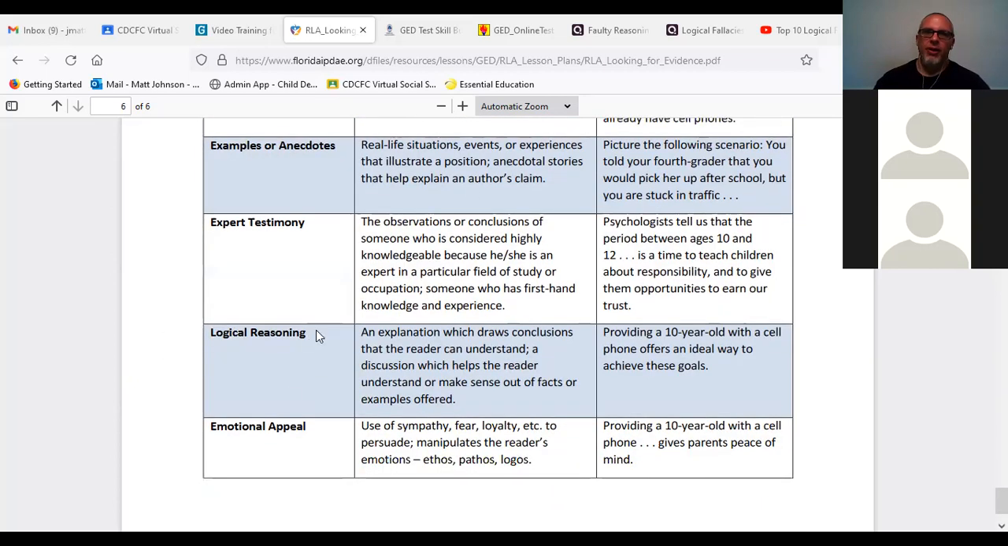So here we go again, right? An explanation that draws conclusions that the reader can understand, but it has to be logical, right? It has to use the correct sort of pathway for that.